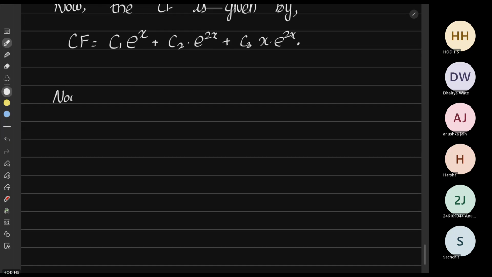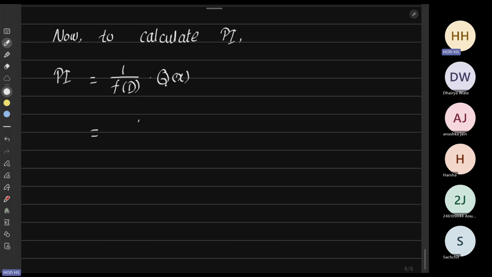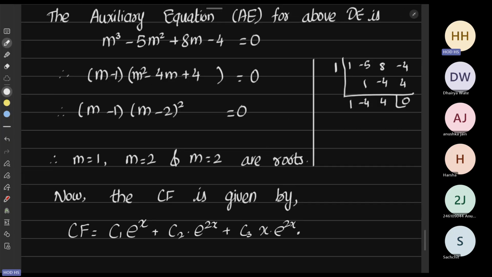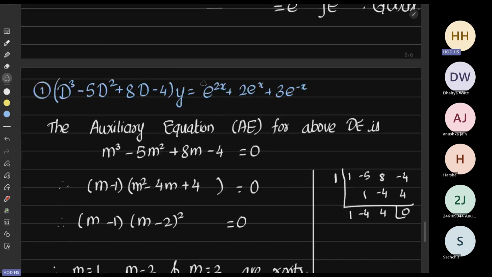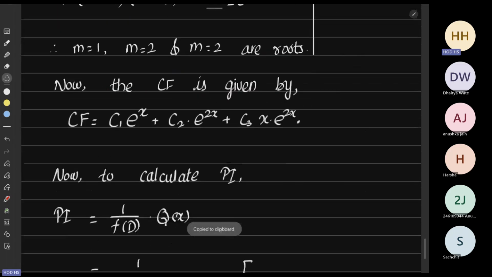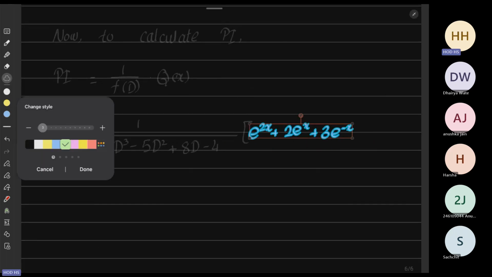Now to calculate the particular integral, we know the particular integral is given by 1 upon f of D times Q of x. In this case, 1 upon f of D was D cube minus 5D square plus 8D minus 4, and Q of x was given by this big expression. So I'll change the style to white.